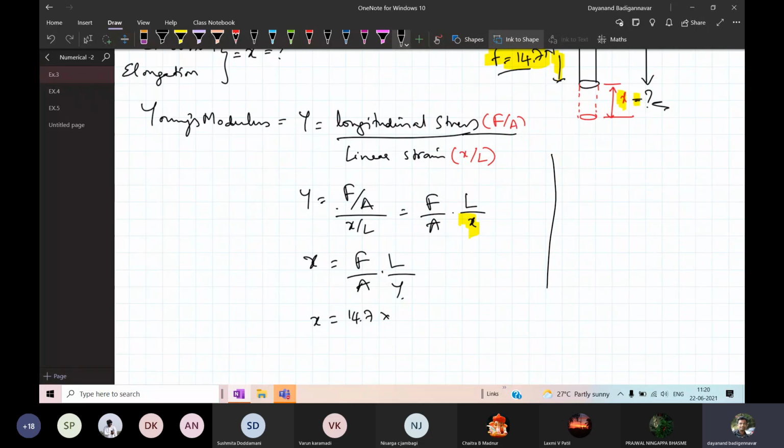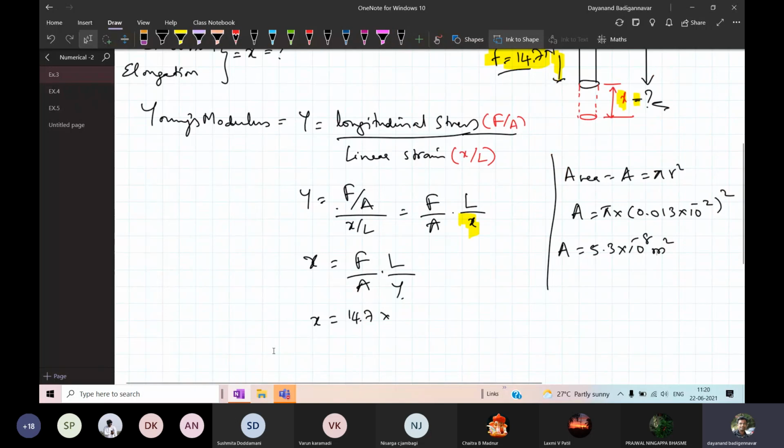So I have to find the area of the wire. Area of cross section, A equal to pi R square, because it is circular. So A equal to pi into R, R is 0.013 into 10 to the power of minus 2, whole square. Therefore area comes to be 5.3 into 10 to the power of minus 8 meter square. This is the value of A.